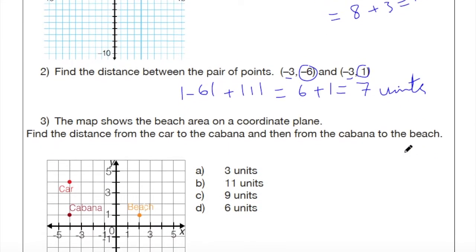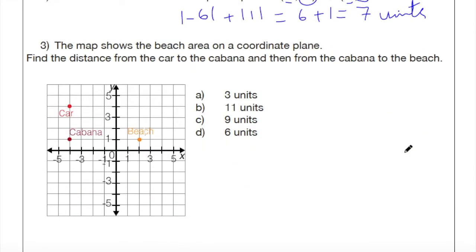Next, the map showed the beach area on a coordinate plane. Find the distance from the car to the cabana and then from the cabana to the beach. As you can notice here, the beach is at 2 and 1, the cabana at -4 and 1, and the car at -4 and 4.